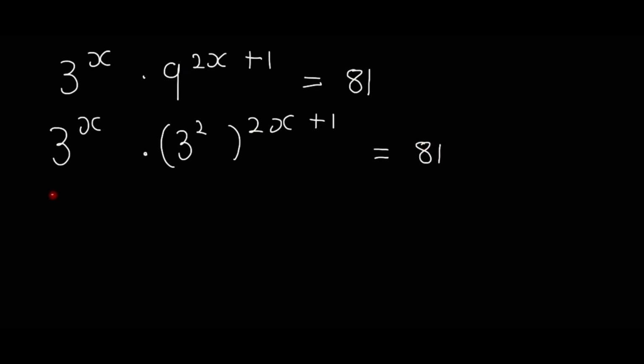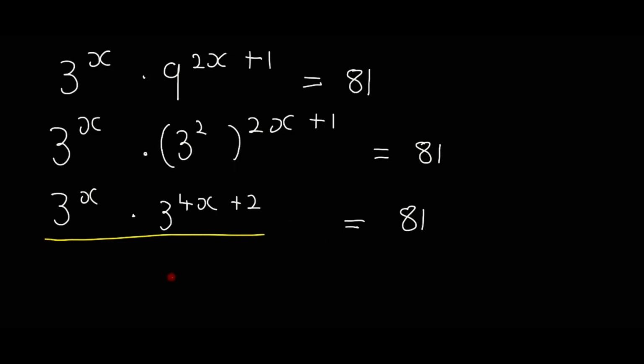And then from here I have 3 to the exponent x times 3 to the exponent 4x plus 2, because I take these 2 and multiply with this 2x and then I get 4x, and then I take this 2 again and multiply with this 1, and then 2 times 1 gives 2, and then this is equals to 81. And now because on this side I can see that I have the same bases, I will write base 1 and then add the exponents. So I have 3 to the exponent x plus 4x plus 2, and then is equals to 81. And then I will try to change this 81 into its prime base, because I know at the end I expect to have the same bases.